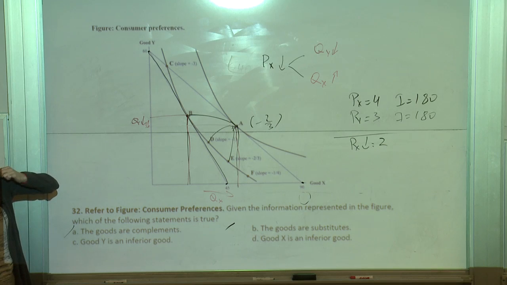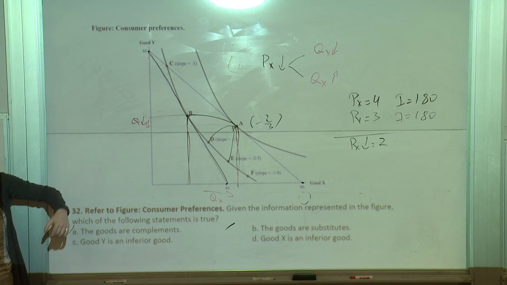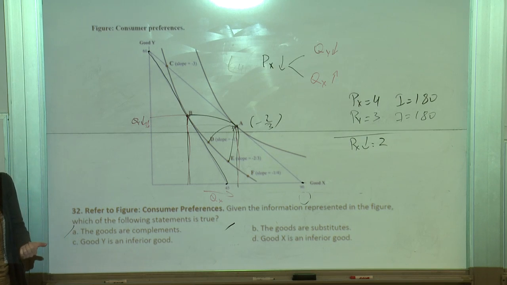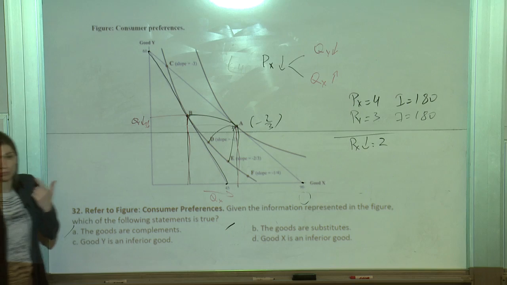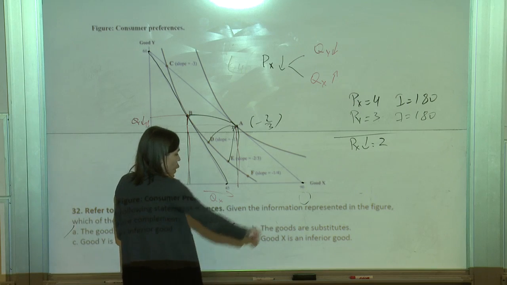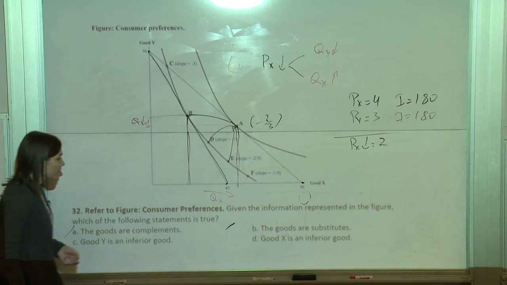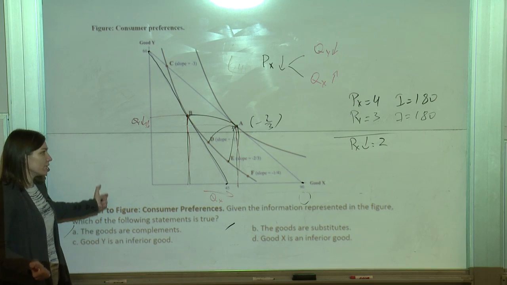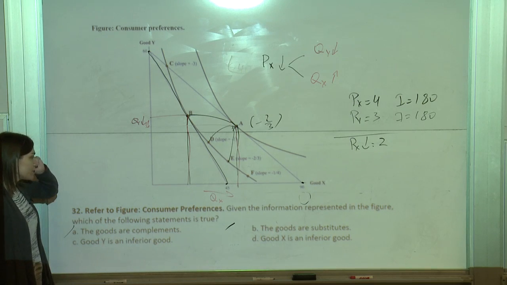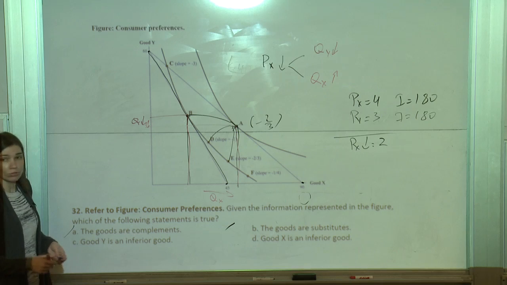Well, the price of X went down, the quantity of X went up, the quantity consumed. So X is, what we can say here is a normal good, right? Because price goes down, you buy more of it. If it were an inferior good, then as the price went down, you would buy less of it. So we know that X is not an inferior good. We don't know what Y is, but can we say something about complements or substitutes?